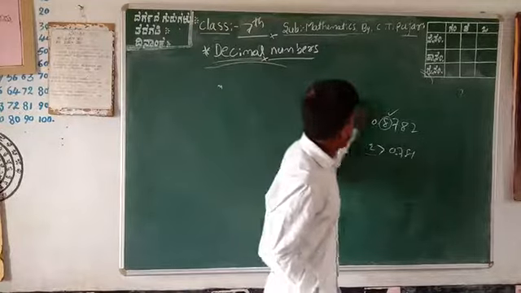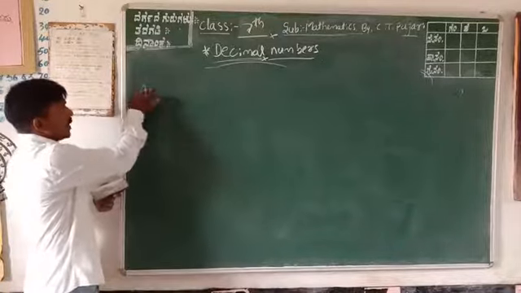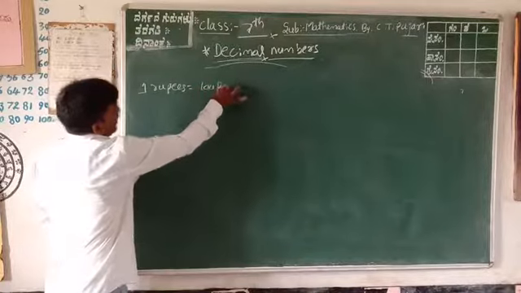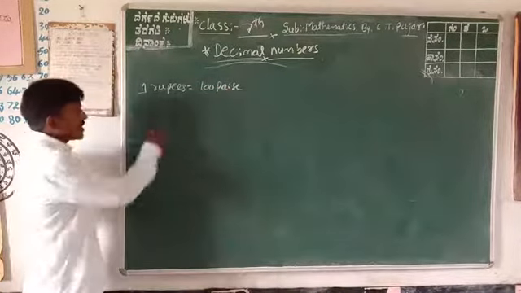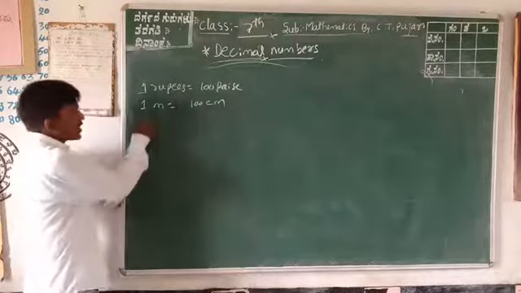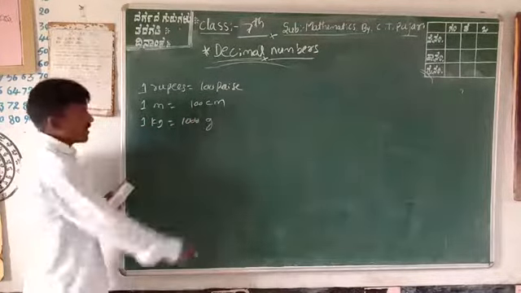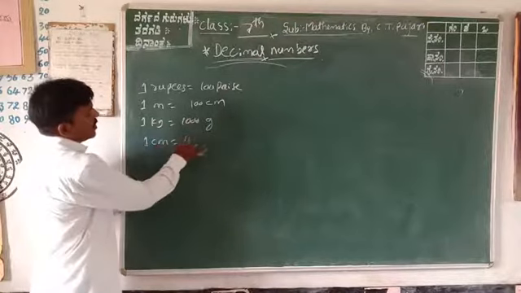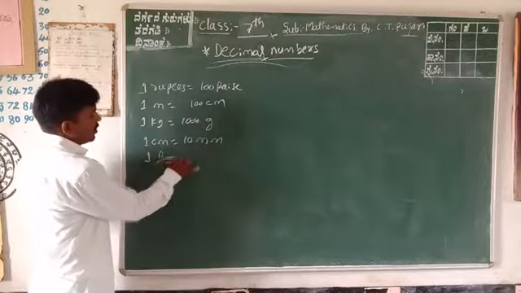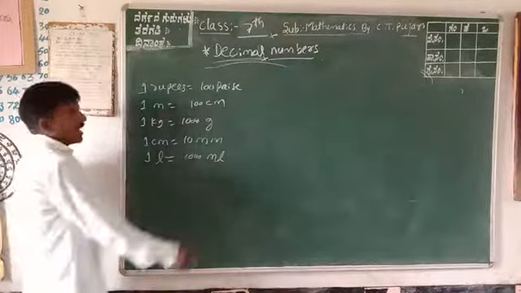What about next? Next you can convert to rupees. You know about rupees or mass? 1 rupee is equal to 100 paisa. Next, 1 meter is equal to 100 centimeter. Next, 1 kg is equal to 1000 grams. Next, 1 centimeter is equal to 10 millimeter. Next, 1 liter is equal to 1000 milliliter.